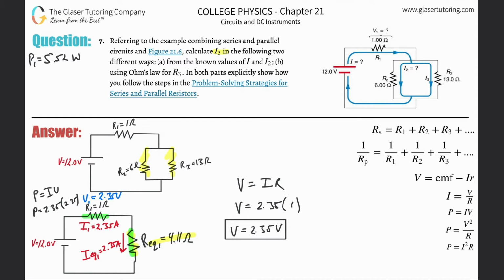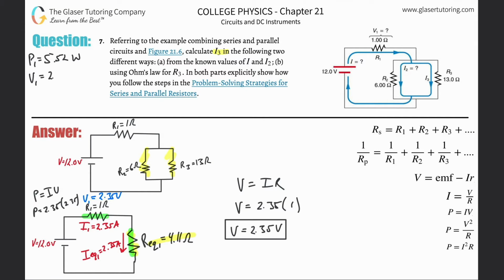And by the way, why don't we calculate it a different way? Let's do the V squared over R here. So it'd be 2.35 squared divided by 1. Oh, wait a minute, that's the same. You see? So that's P1.